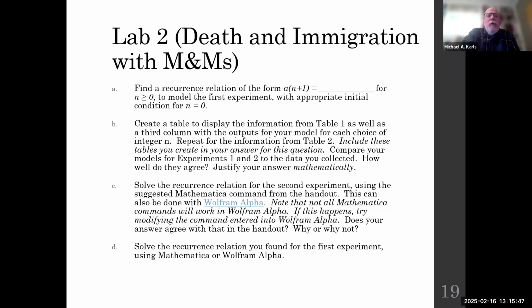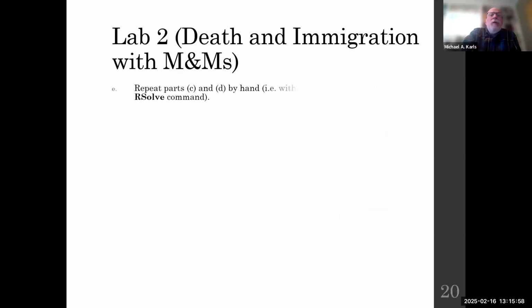Then I asked students to answer, does your answer agree with that in the handout? Why or why not? And then I wanted the students to solve the recurrence relations, the one they found for the first experiment, using Mathematica or Wolfram Alpha. So first of all, I want them to solve the first two recurrence relations.